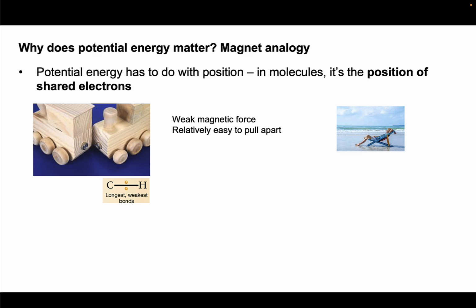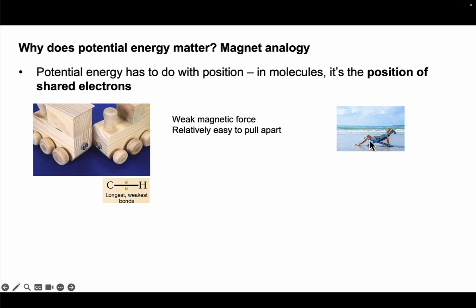Okay, so I call this the magnet analogy. Here we have a magnetic train, and this is something that my kids played with when they were little. And this magnet here represents a non-polar covalent bond. It's relatively weak, and so if I wanted to detach these 2 trains, it's a weak magnetic force, they would be relatively easy to pop apart.